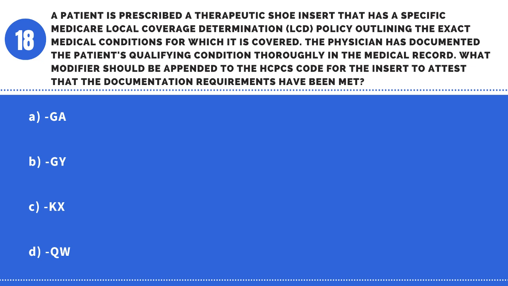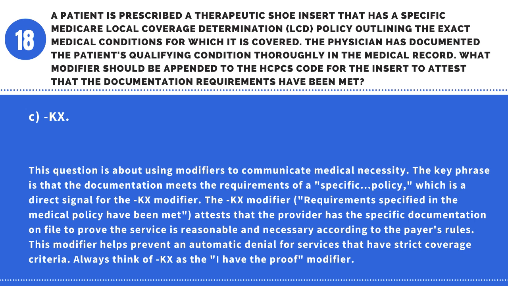What modifier should be appended to the HCPCS code for the insert to attest that the documentation requirements have been met? A. GA. B. GY. C. KX. D. QW. Answer: C. KX. This question is about using modifiers to communicate medical necessity.